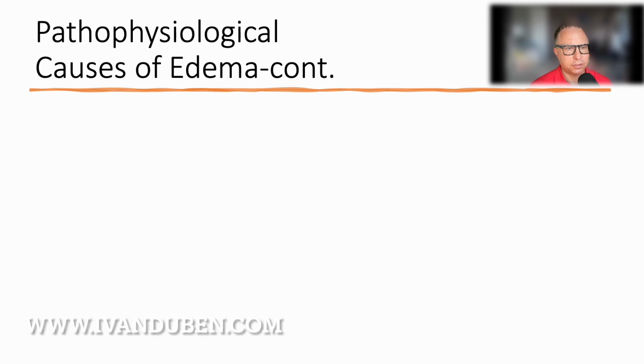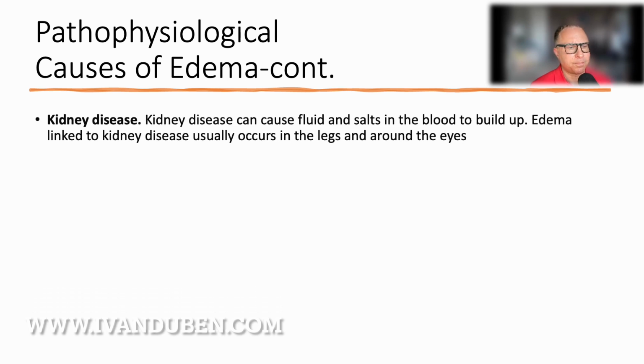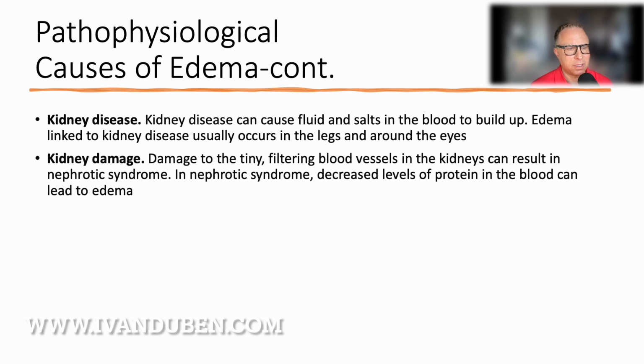Other pathophysiological causes of edema provided by the Mayo Clinic website. Kidney disease. Kidney disease can cause fluid and salts in the blood to build up. Edema linked to kidney disease usually occurs in the legs and around the eyes. Kidney damage. Damage to the tiny filtering blood vessels in the kidney can result in nephrotic syndrome. In nephrotic syndrome, decreased levels of protein in the blood can lead to edema.